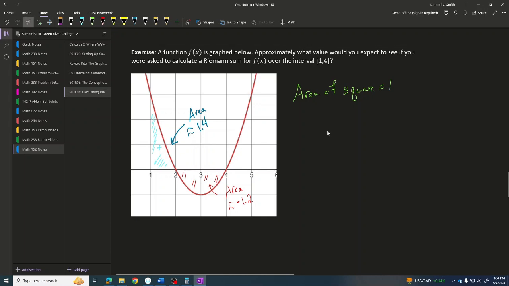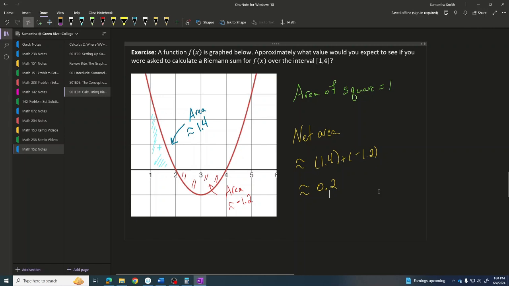So just for an estimate of the net area, I would combine the positive portion with the negative portion, add those together. I would say my net area here is really quite small, maybe a little bit above 0, maybe somewhere in the ballpark of 0.2. That would be my estimate for the net area. And so that would be my estimate for the value of a Riemann sum for this function.